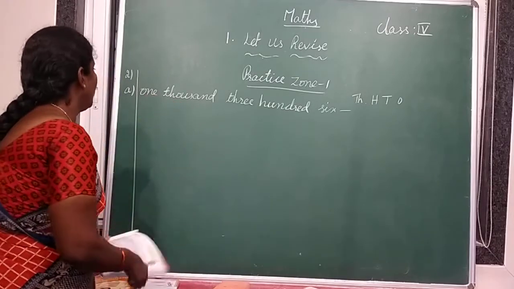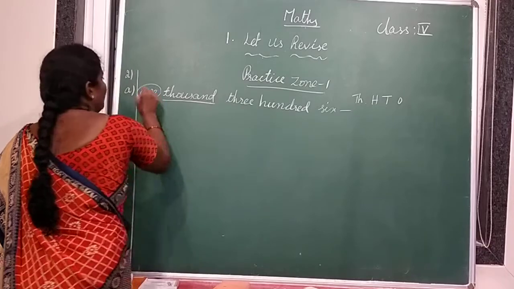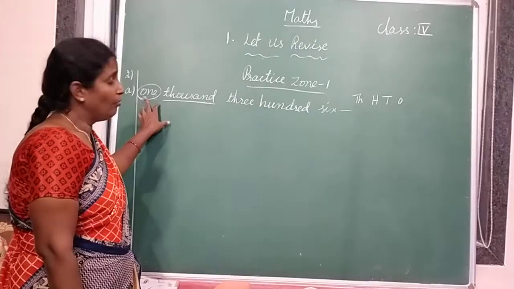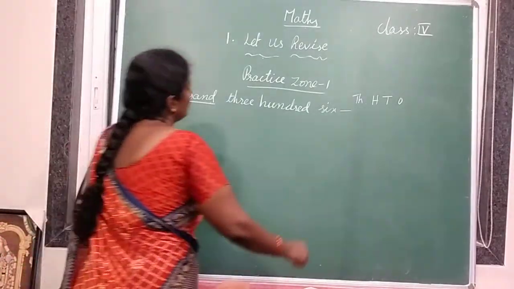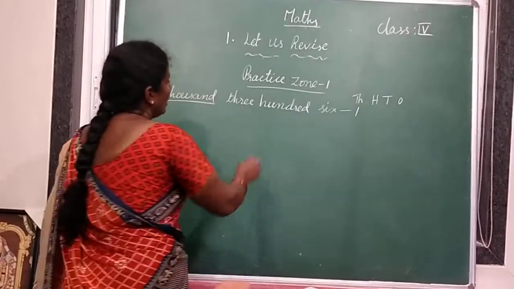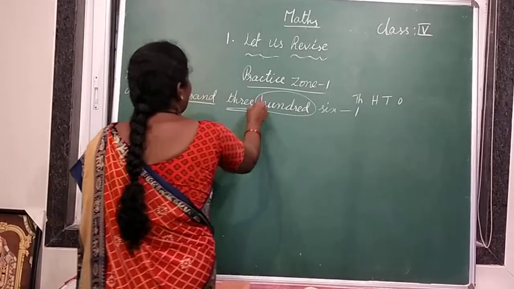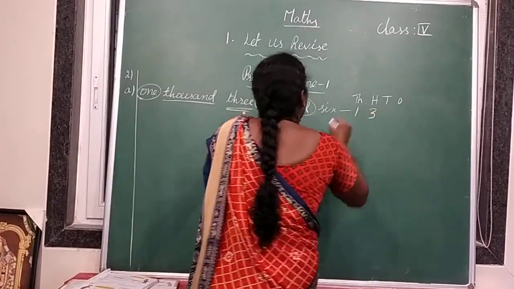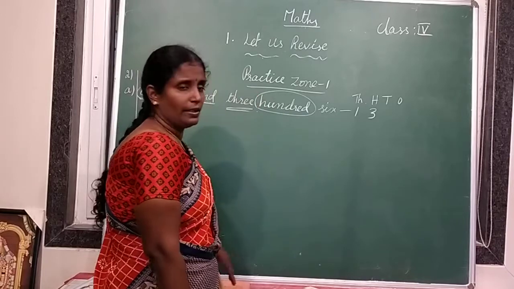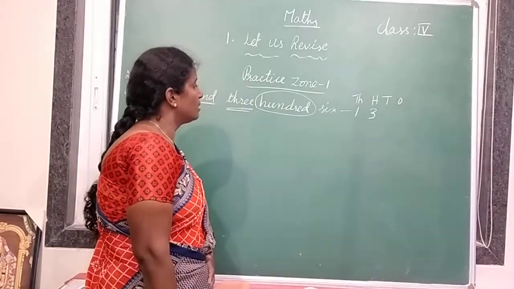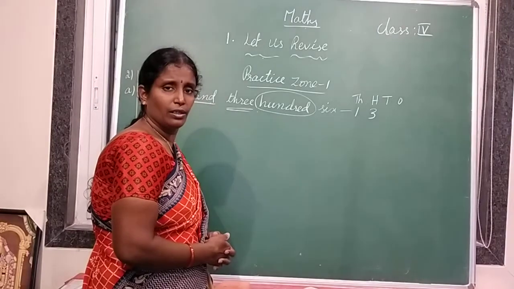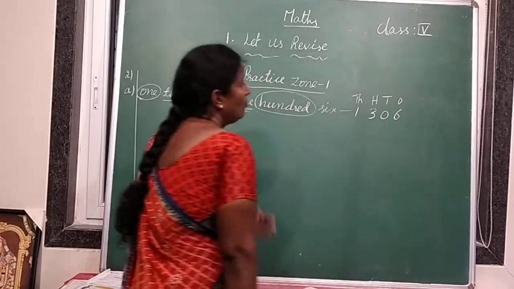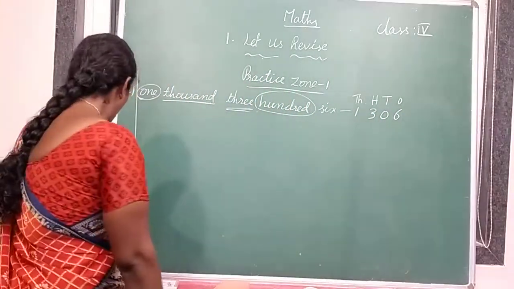How many thousands are there? 1000. So we have to write 1 under thousands place. How many hundreds are there? 300. So 3 under hundreds place. How many tens are there? There is no tens. So what should we write? 0. 0 under tens place and 6 under ones place. Okay. So go for the next question.